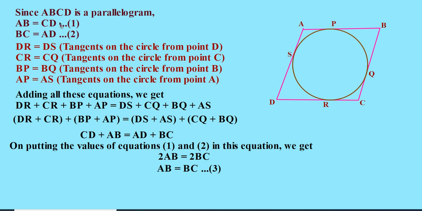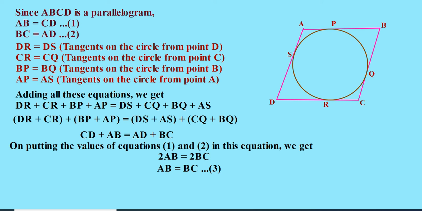Now look at equation 1, 2 and 3. Here AB is equal to CD, BC is equal to AD and AB is equal to BC. That means AB is equal to BC is equal to CD is equal to AD. AB is equal to BC means BC is equal to AD you can write. And AB is equal to BC means BC is equal to DC you can write. That means all the sides are equal.